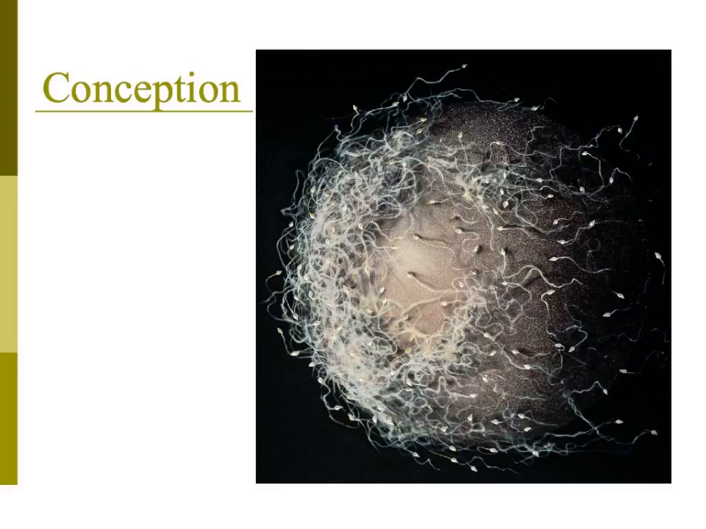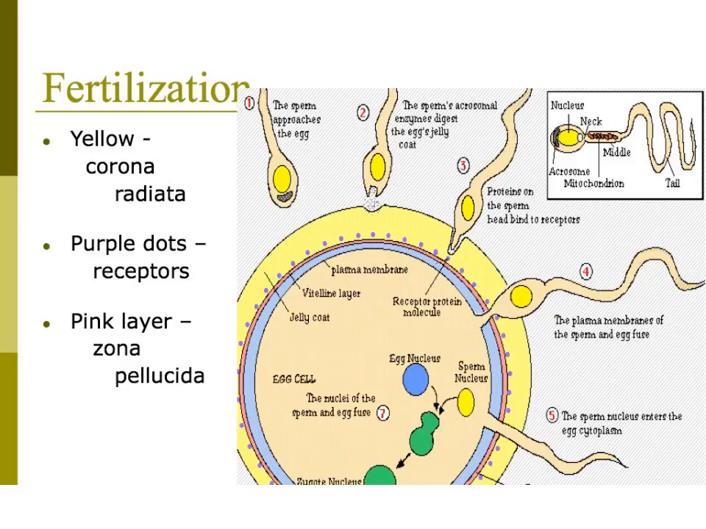Conception. This picture absolutely amazes me, particularly when you see the definite proportional differences between the sperm and the egg. So we have numerous sperm that are trying to crowd around and get into the egg. The process of conception is essentially the same thing as fertilization. This is when the nucleus of the sperm is fused with the nucleus of the egg. So let's take a look at how that process goes.